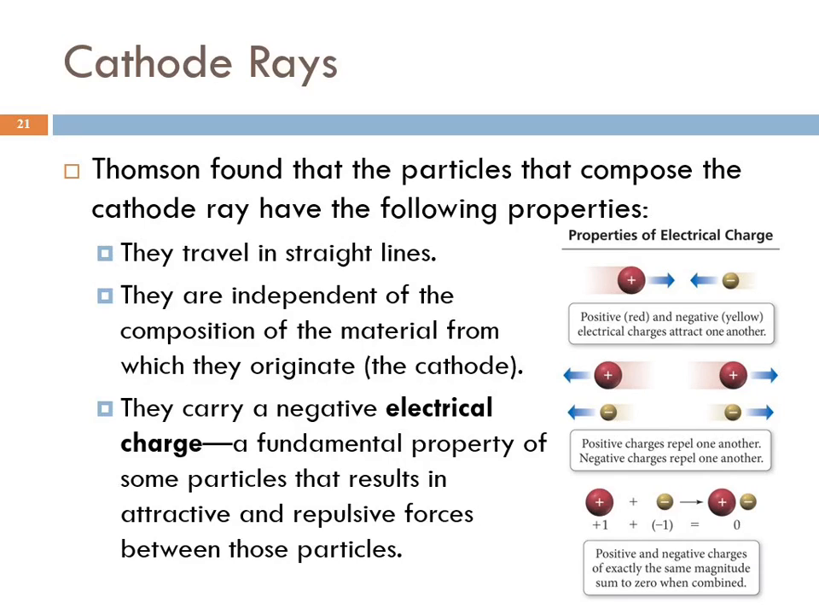So he investigated the properties of the particles in that cathode ray. He found that they travel in a straight line. They are independent of the composition of the material from which they originate. So that metal cathode that they come from, you can use different metals, and the cathode rays are exactly the same. It doesn't matter what you make the cathode out of. And those particles also carry a negative electrical charge. Electrical charge is a fundamental property that some particles have.